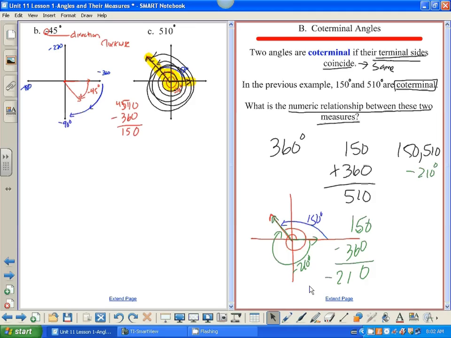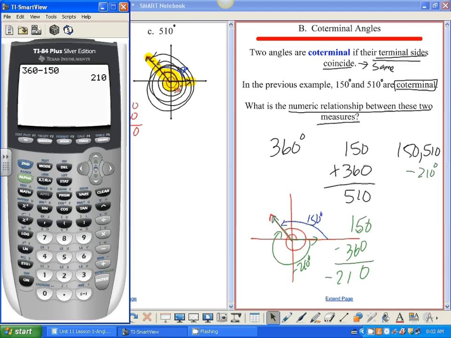If I wanted to continue getting more coterminal angles, if I take 150 and subtract 360, I can keep subtracting 360. Negative 570 is coterminal. Negative 930 degrees is coterminal. Negative 1,290 degrees is coterminal. So I think hopefully you're catching my drift.